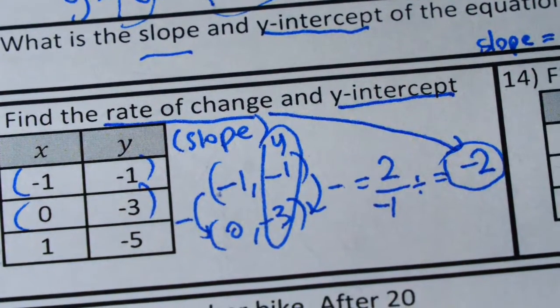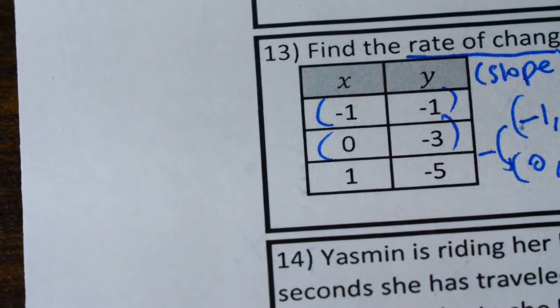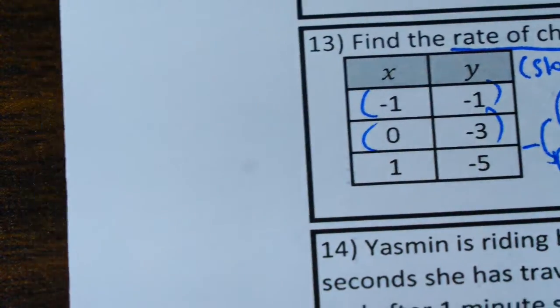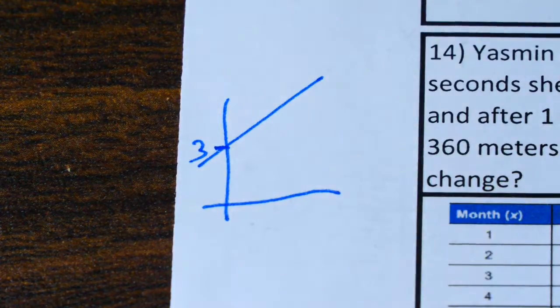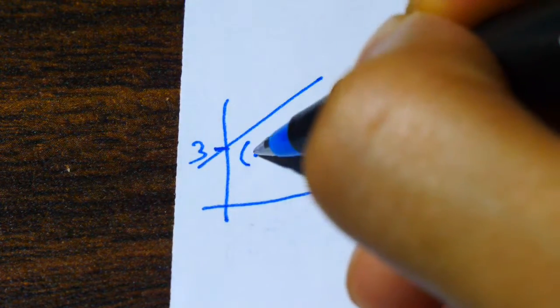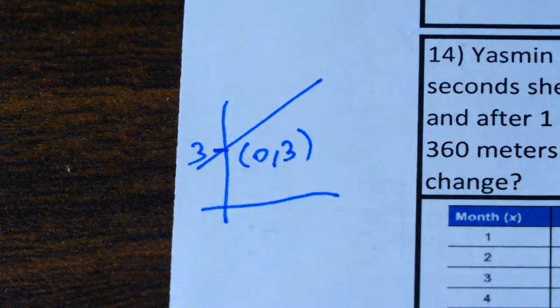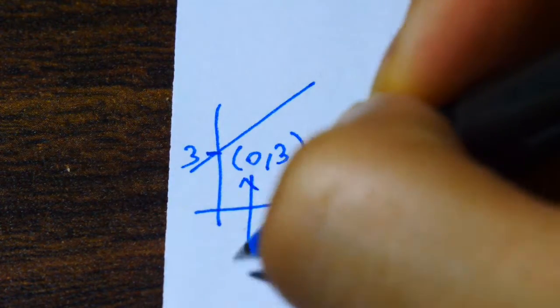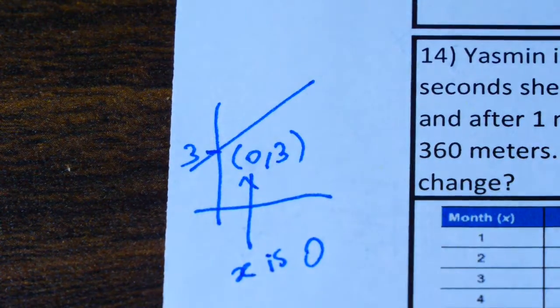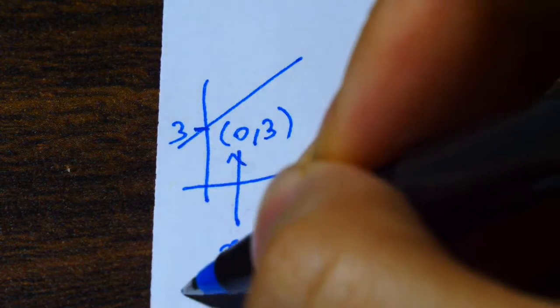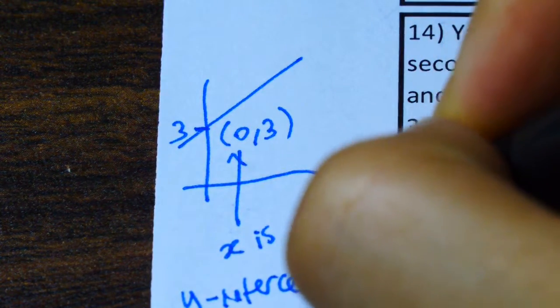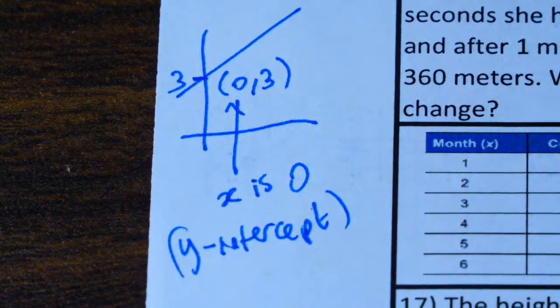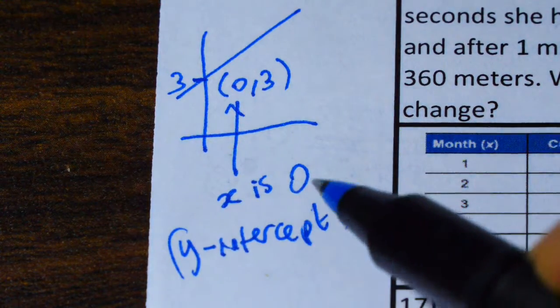Now we need to find the y-intercept. So if you remember what I said last time about a graph here, if the y-intercept here is 3, this is actually the point 0, 3. The y-intercept is always when x is 0.